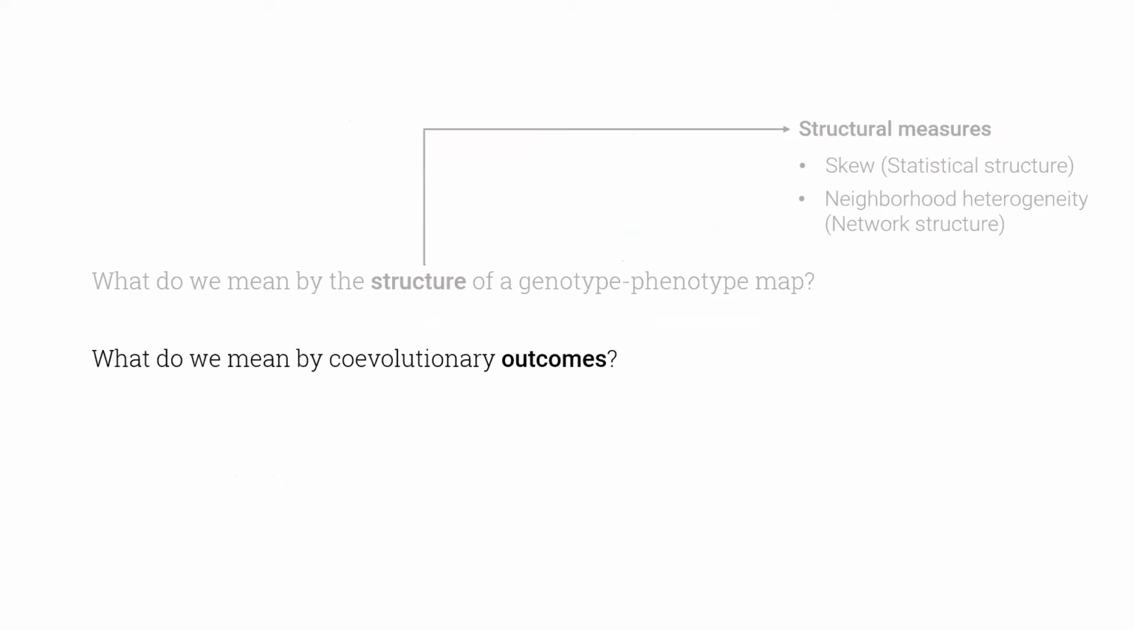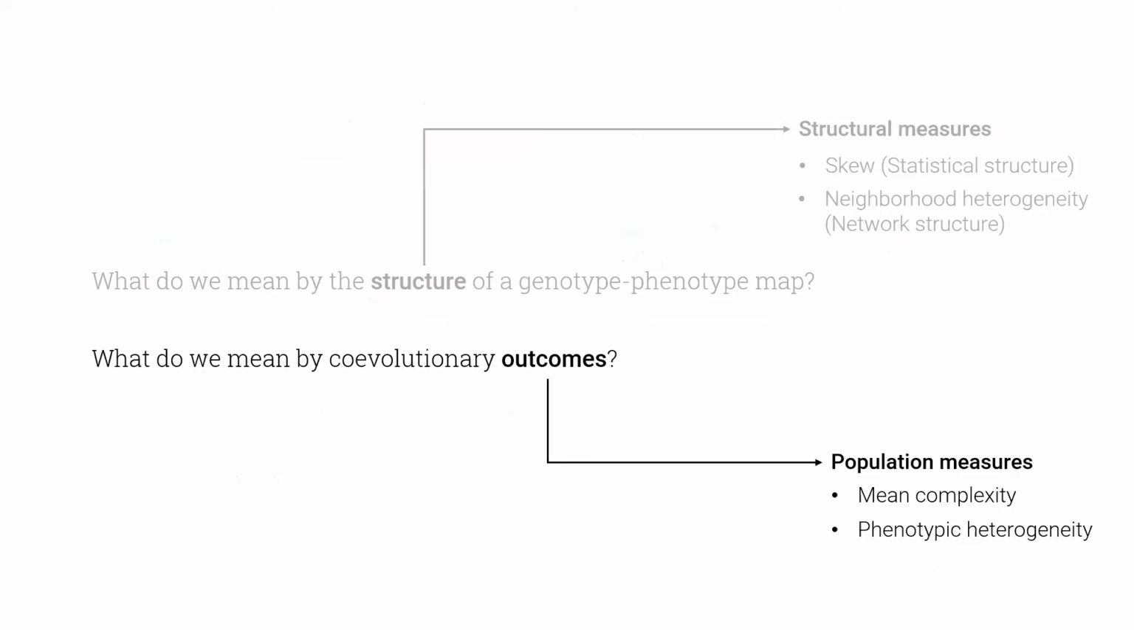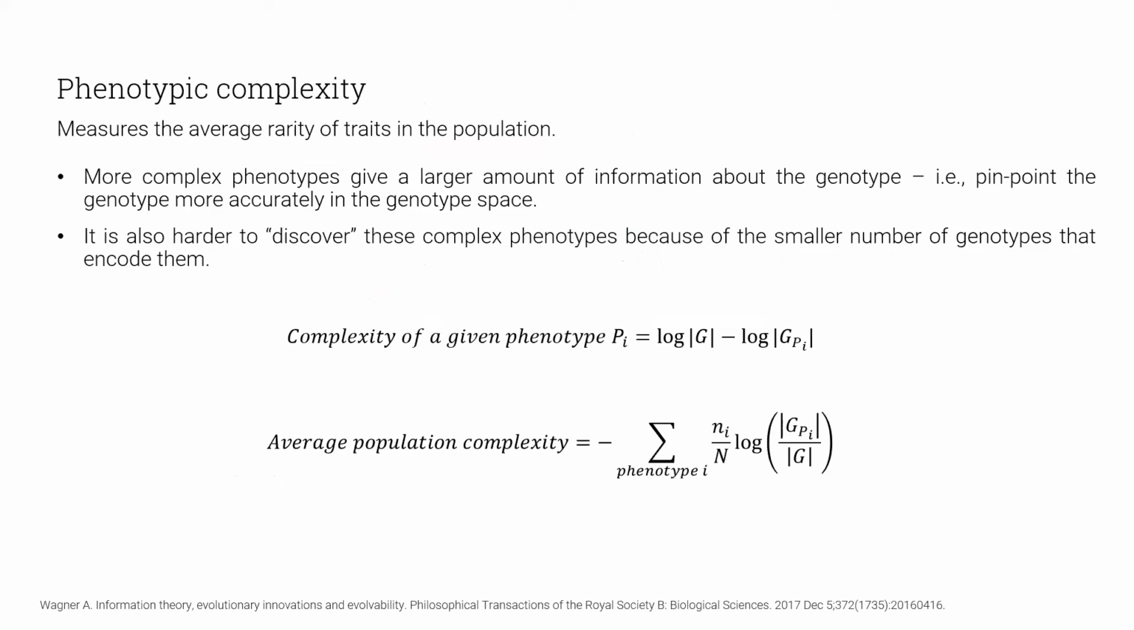So these are the 2 measures we are using in this work. What about the coevolutionary outcomes? The first coevolutionary outcome is obvious, that is the mean complexity, which is what the title states. We are also looking at the phenotypic heterogeneity, which is how diverse the population is when you add parasites to it. So phenotype of complexity I've already described.